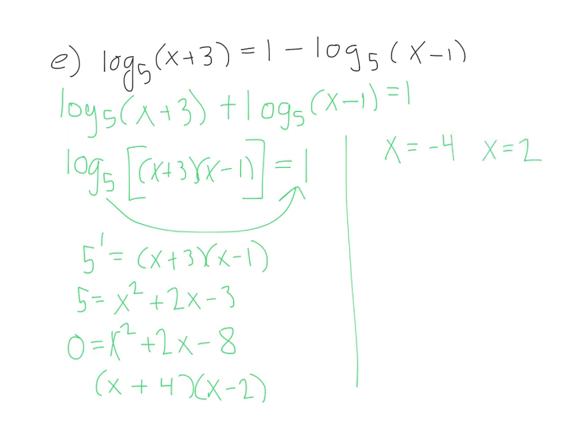We need to just go and plug these back into the original equation to make sure that your domain is not restricted with those values. So if I were to plug 2 in, 2 plus 3 is 5, and you can take the log base 5 of 5. 2 minus 1 is 1, and you can do log base 5 of 1. So 2 checks out. It is in fact a solution. Now let's try negative 4. So negative 4 plus 3 is negative 1. Can I do log base 5 of negative 1? Absolutely not. So our only solution is x equals 2.